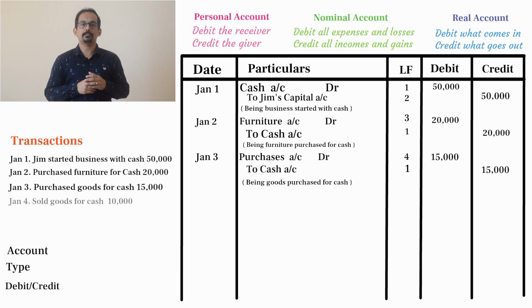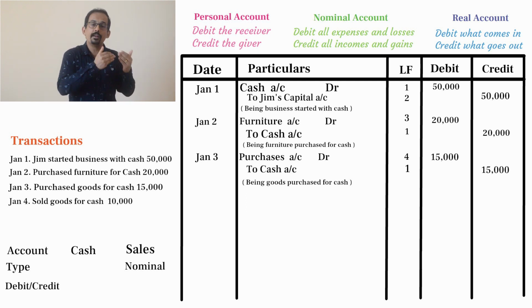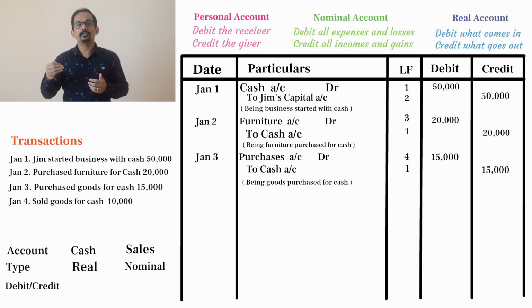Now next transaction, January 4, sold goods for cash 10,000. Here sales is one account, cash is another account. Sales is an income of the company which falls under the nominal account category, and cash is a material asset falling under the real account category. So for nominal account, debit all expenses and losses, credit all incomes and gains.